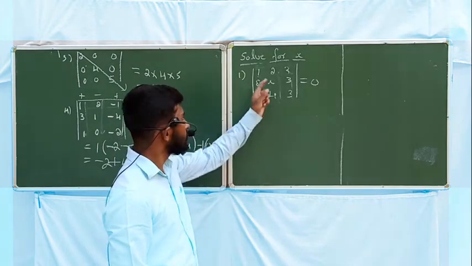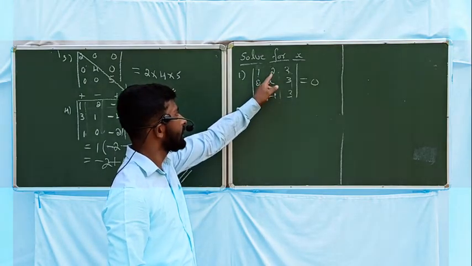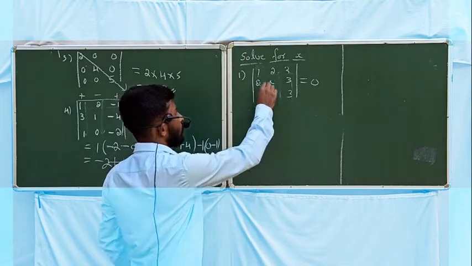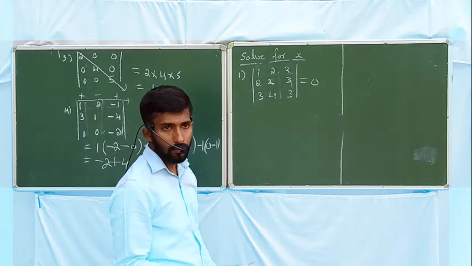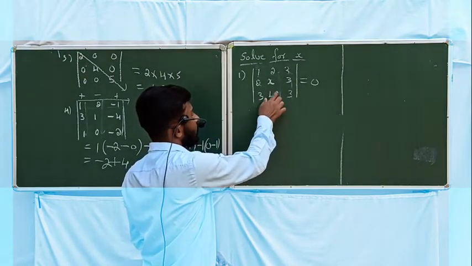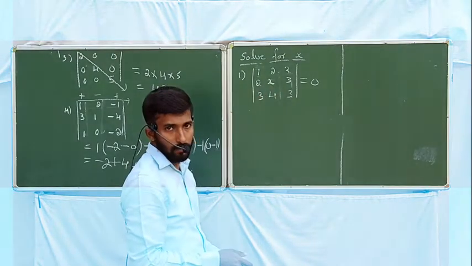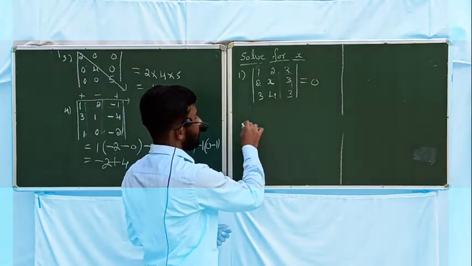See the next question. Solve for x. Given determinant 1 2 3, 2 x 3 and 3 4 3 equal to 0 is given. Using determinant expansion, you need to find this x value. Okay, first expand this determinant.